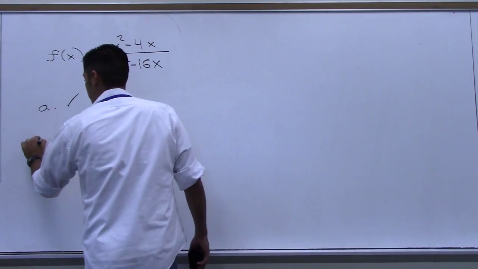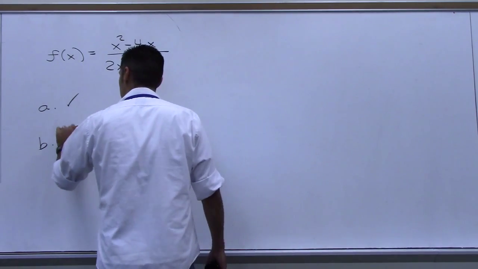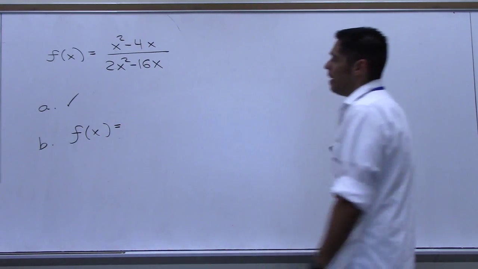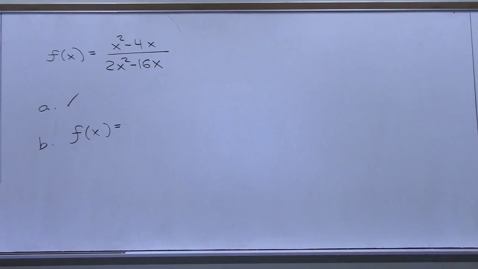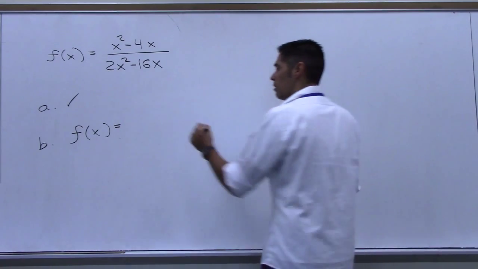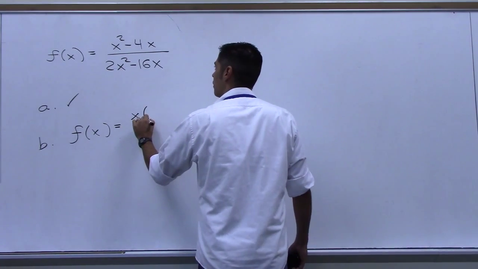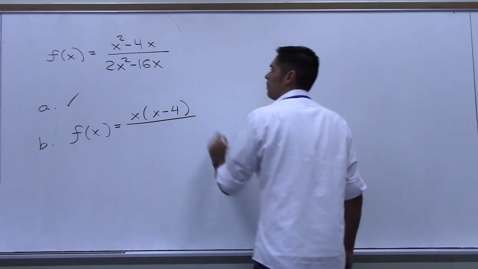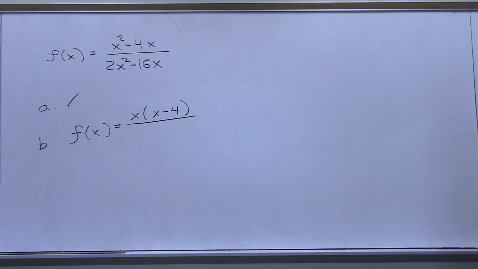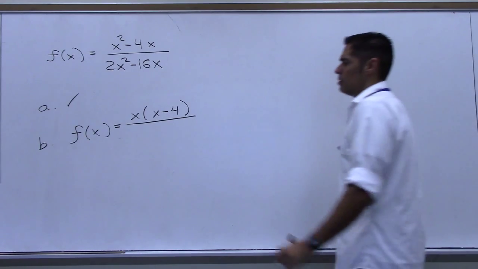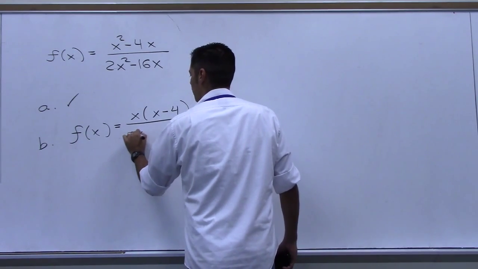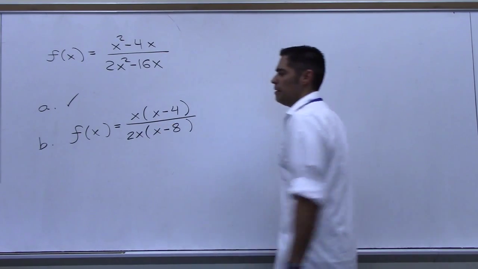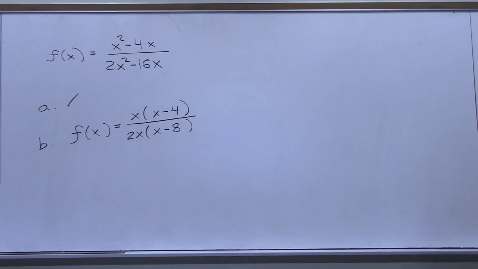Step B is to completely factor out the numerator and denominator. So the numerator, what can I do to factor the numerator? Factor an x out. So a GCF, greatest common factor, is an x. I'm left with x minus 4. And then on the bottom, what can I factor out? A 2x. And what will I be left with? x minus 8. Right? Everyone good with that?